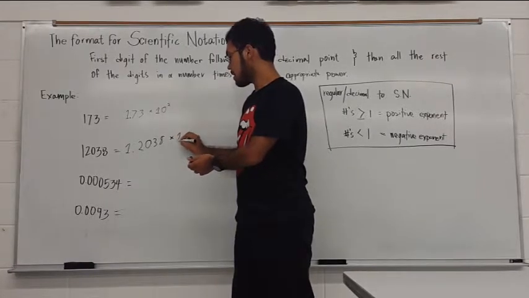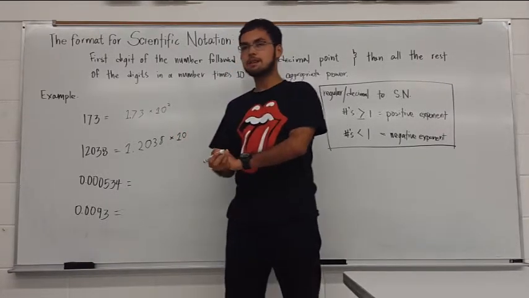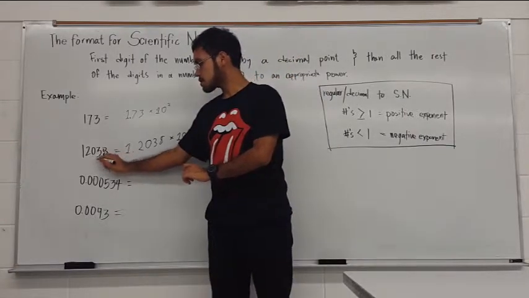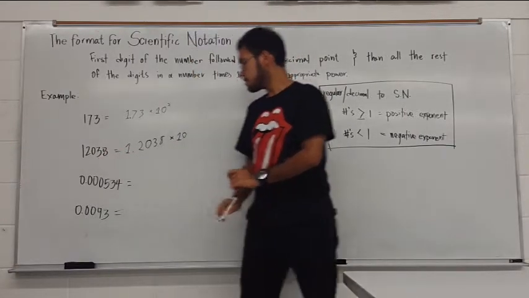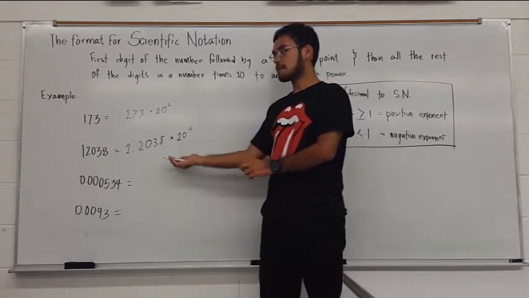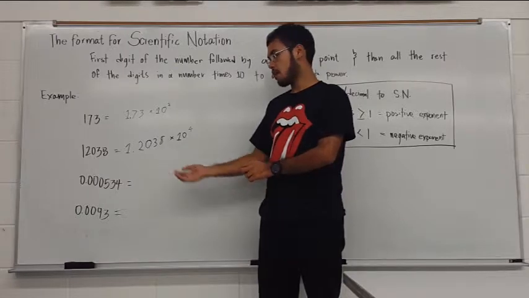Times 10 to, we count how many spaces it took us to get there. So that'll be 1, 2, 3, 4. So the answer is times 10 to the 4th power. That's how you write that number in scientific notation.